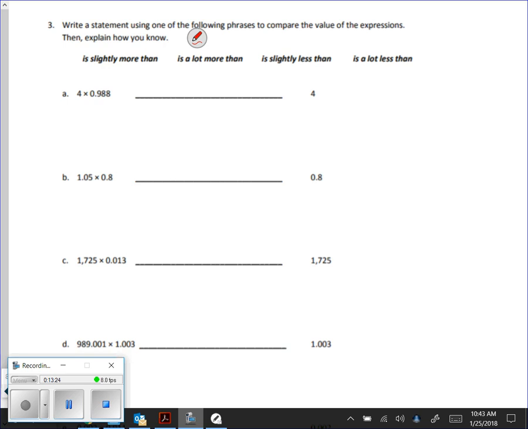Okay, so what we're doing here is when we're comparing these numbers to themselves, we're comparing the product, and they're not even asking you to solve it. You should be able to look at your scaling factor to decide whether or not your product will be slightly more, a lot more, slightly less, or a lot less based on your scaling factor. Look at the number that you're using to multiply.